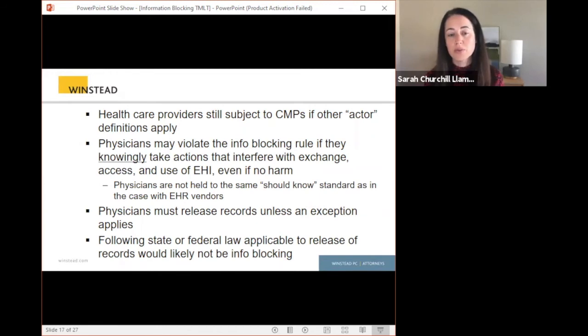So physicians must release records unless an exception applies. I tried to make that very clear, but I wanted to highlight that again. And following state or federal law applicable to the release of records would likely not be information blocking. So that is a legitimate reason not to share that information.